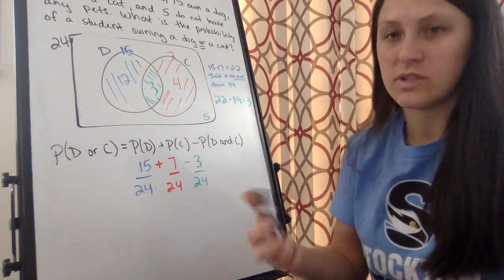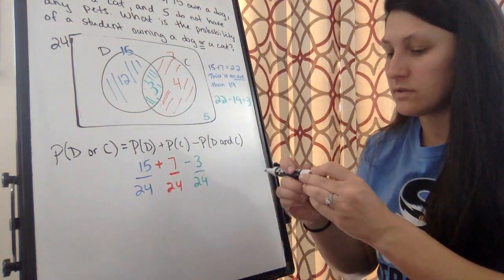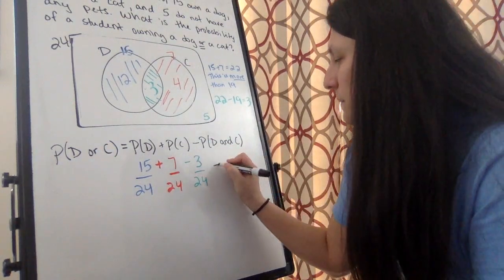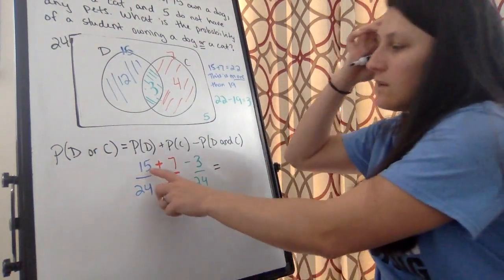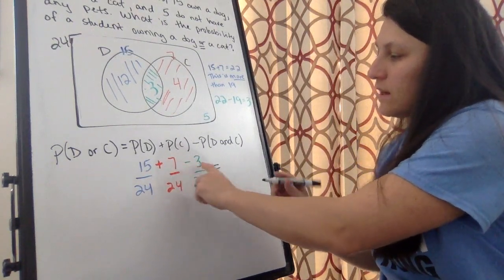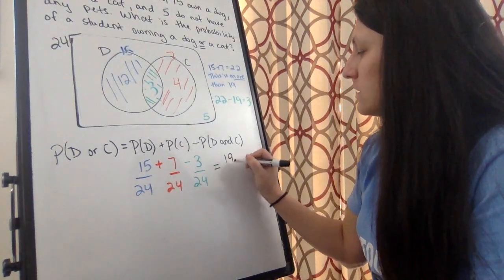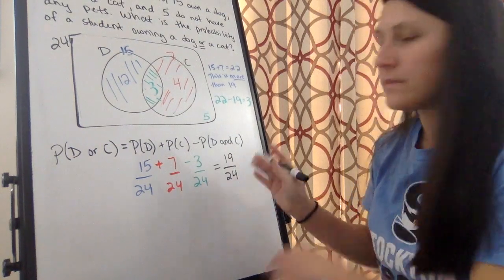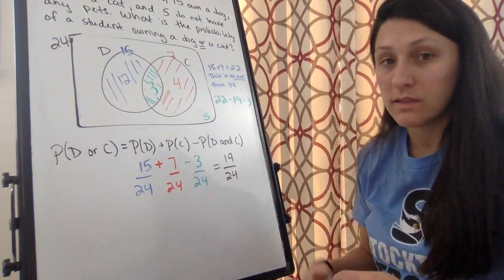Which doesn't matter. You can just put over 24 at the end. You're still doing the same reasoning. Okay, so let's see. 15 plus 7 is 22. 22 minus 3 is 19. So you still get 19 out of 24. So this is yet another way to think about this problem.